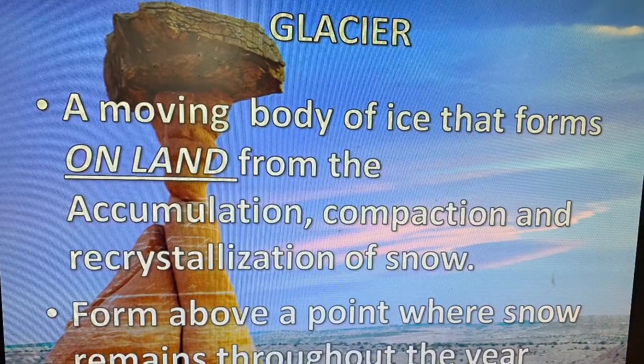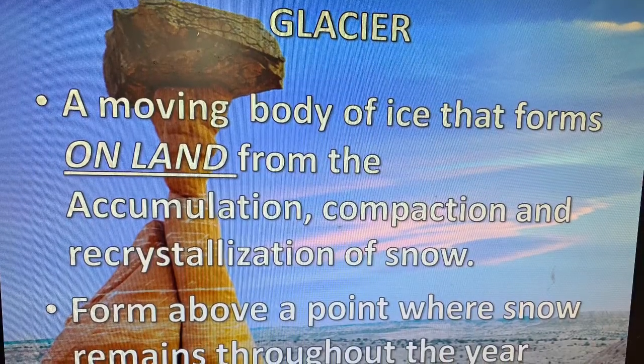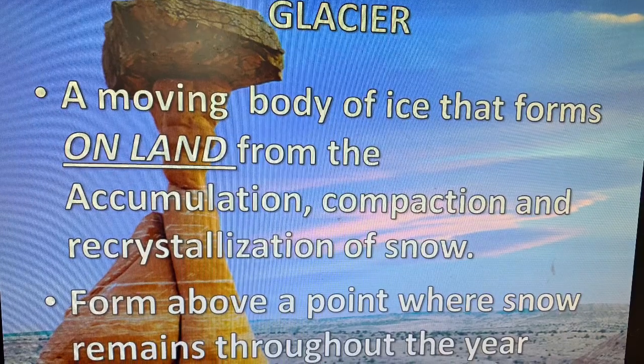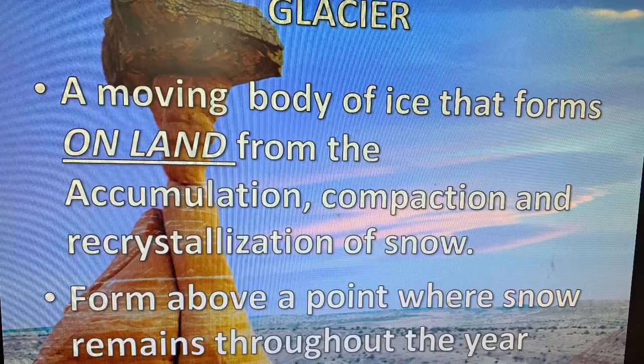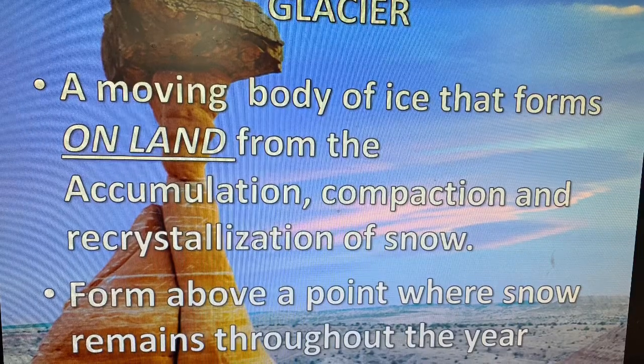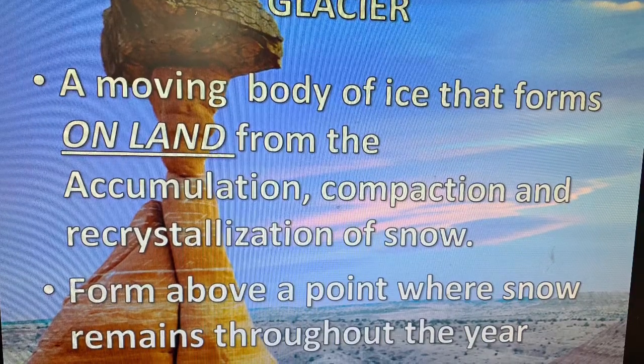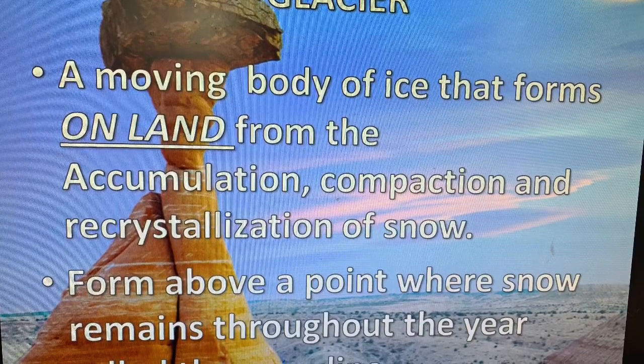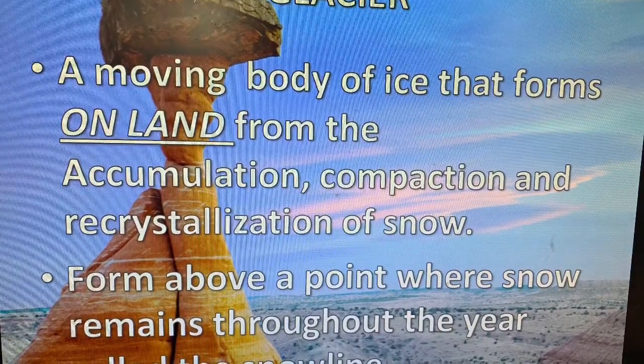The first thing we want to talk about is, what is a glacier? If we're going to talk about glacial erosion, we need to know what a glacier itself actually is. A glacier is defined as a moving body of ice that forms on land. Very important. It has to form on the land from the accumulation, compaction, and recrystallization of snow. I'll explain what that means in a minute.